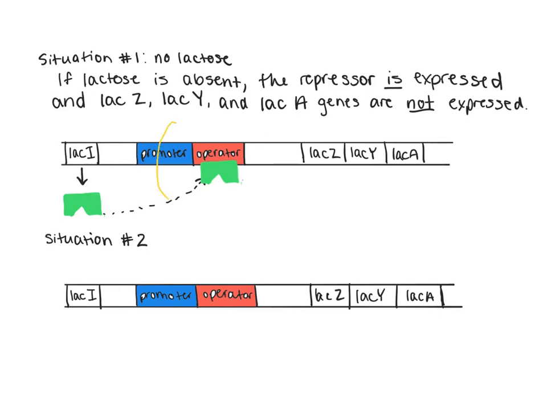So if this is our big RNA polymerase, it can't get by. These genes can't get expressed because the RNA polymerase can't get past the operator, because the repressor is there. So we can label these things. And this makes sense because if there isn't any lactose in the cell, then we don't need those Lac Z, Y, and A genes transcribed or translated, because the cell has no lactose that it needs to metabolize.